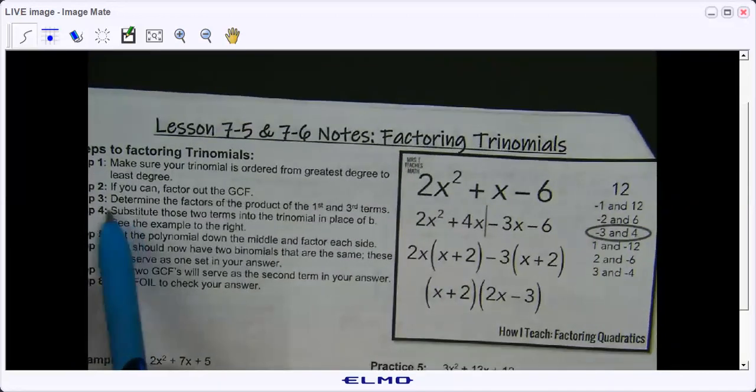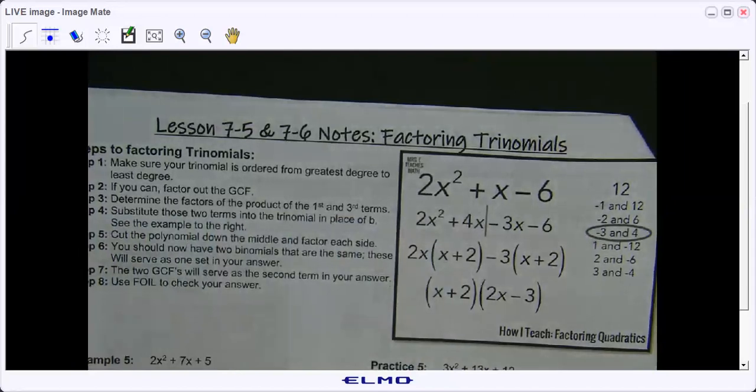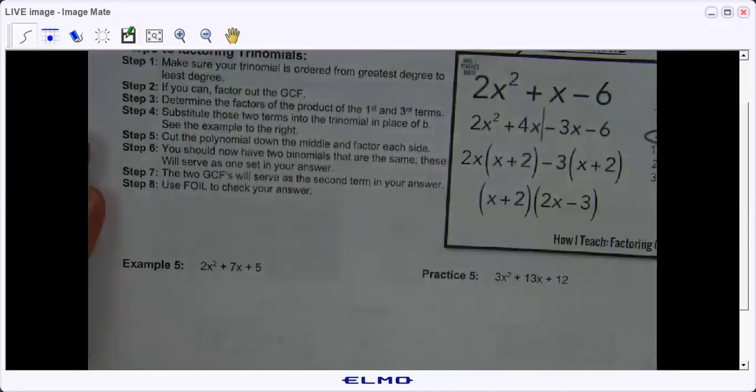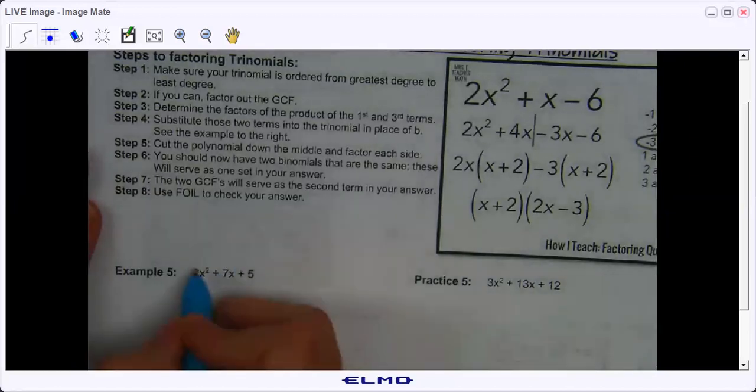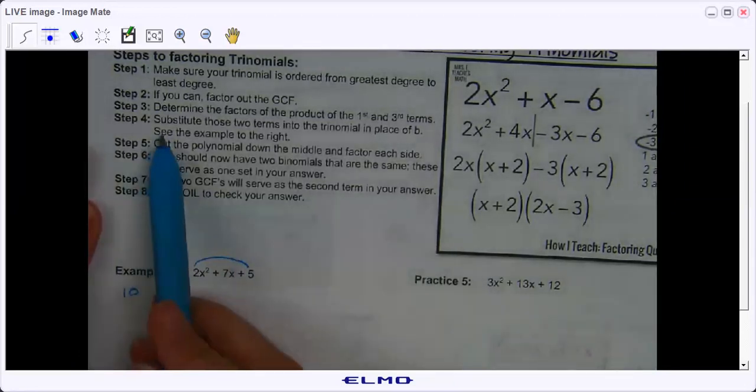Step 3, determine the factors of the product of the first and third term. That's the same that we had on the other set. So what does that look like right here? We're going to determine the factors of the first and third term. This time it's 2. We have a coefficient here, so 2 times 5. So I'm going to find factors of 10 that add up to 7. And that's our 4th step.